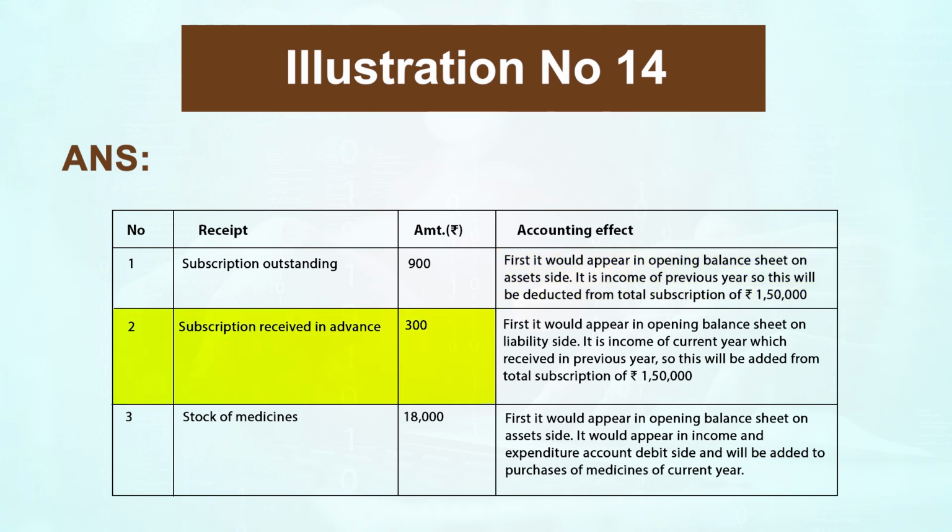Next, subscription received in advance rupees 300. First, it would appear in opening balance sheet on liability side. It is again income of current year which received in previous year. So, this will be added to total subscription, that is rupees 1,50,000. Next, we will see stock of medicine amounted rupees 18,000. See, first it would appear again in the opening balance sheet on asset side, and it would appear in income and expenditure account debit side, and it will be added to purchase of medicine of current year.